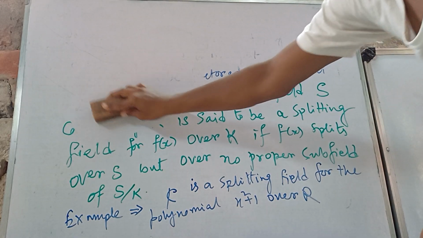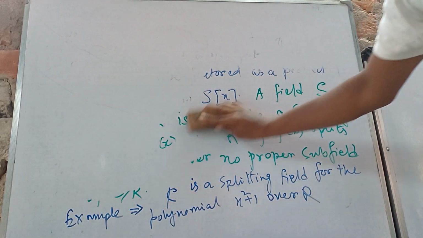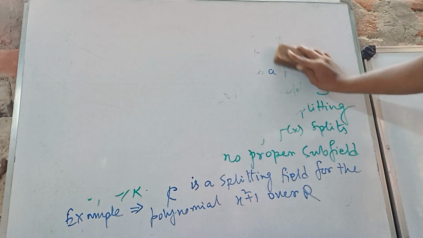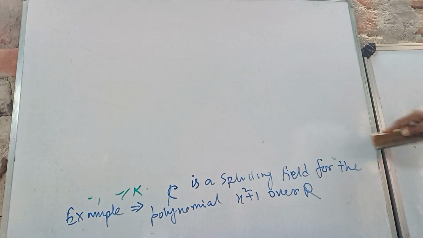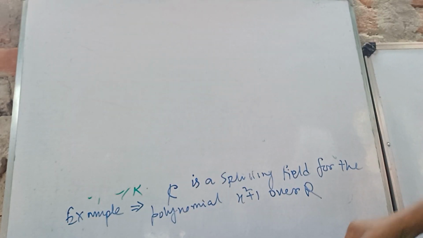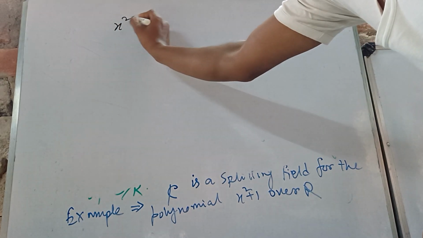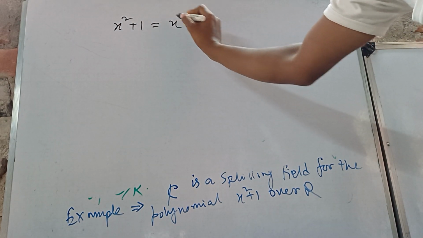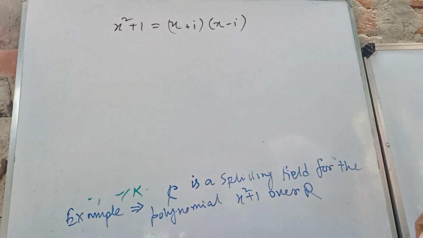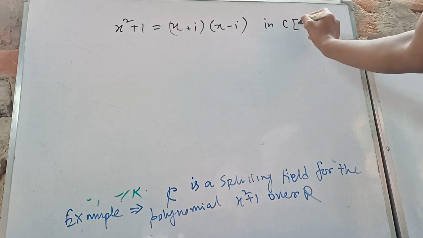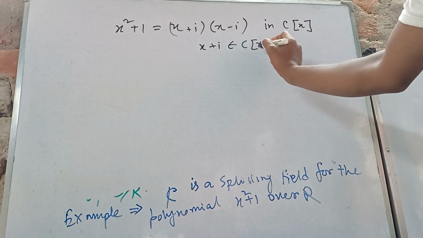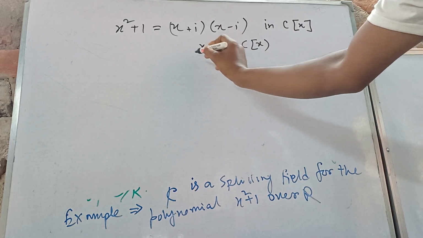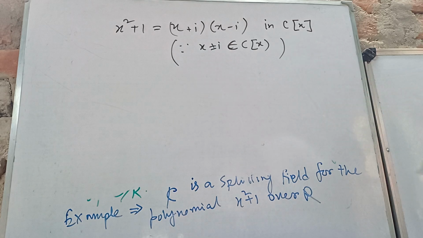That means x^2 + 1 factors into (x + i) and (x - i). We know this fact: x^2 + 1 equals (x + i) multiplied by (x - i). Then what happened? These are in C[x]. Okay, x + i belongs to C[x] and obviously x - i also.